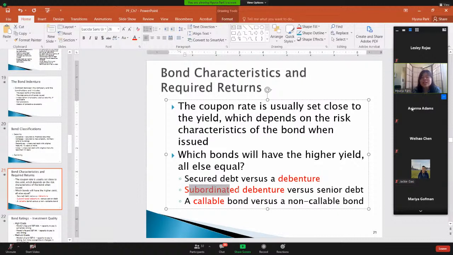Similarly, subordinated debenture versus senior debt. Senior debt will be paid before subordinated debt. So subordinated is the worst. It's subordinated, I will be paid later than others. And a debenture has no collateral, so it's very risky. That means the yield will be higher.